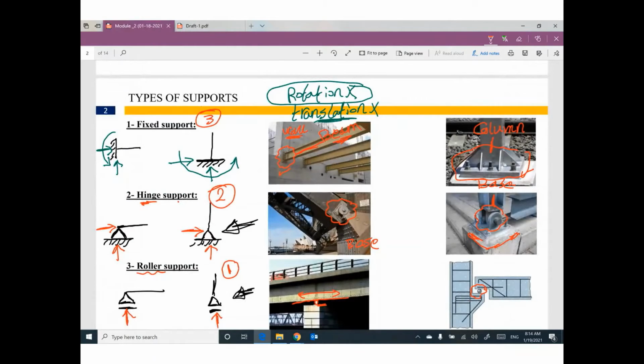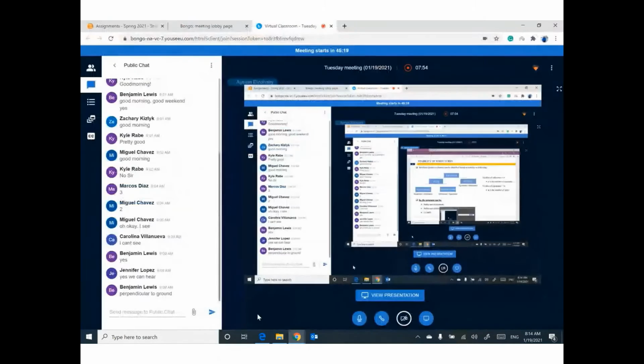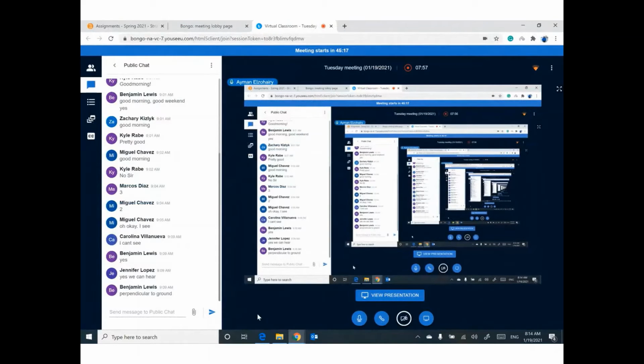So fixed support has three reactions. Hinge support has two reactions. Roller support has one reaction perpendicular to the base of the roller. Looks good? I believe you learned all of this information in engineering mechanics. That's right?